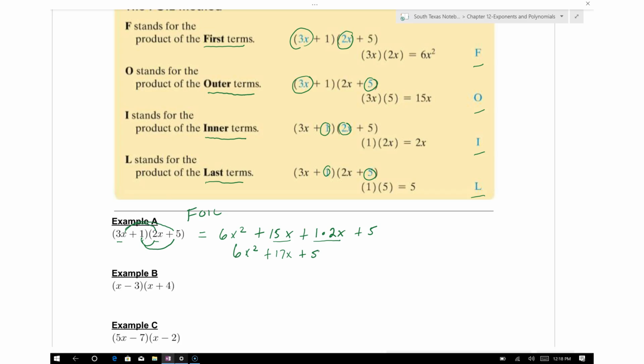For example B, we're going to multiply the first terms, x times x, which gives you x squared. Then you're going to multiply the outer terms, so you have x times 4, 4x. And then the inner term, which is negative 3 times x, negative 3x. And then negative 3 times 4, which is negative 12. So I have x squared. 4x minus 3x is just going to be x minus 12.